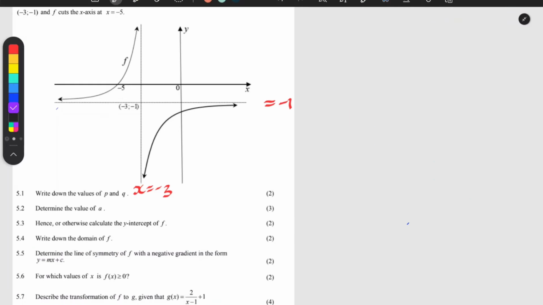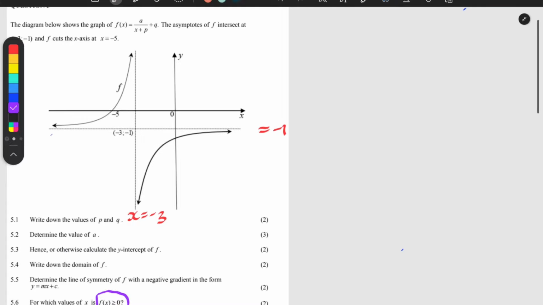Our next question is 5.6 and it says, for which values of x is f of x greater than or equal to 0? Okay, so let's write 5.6.